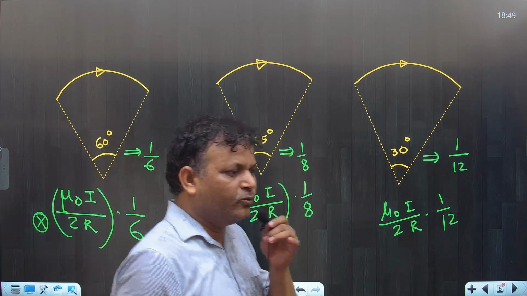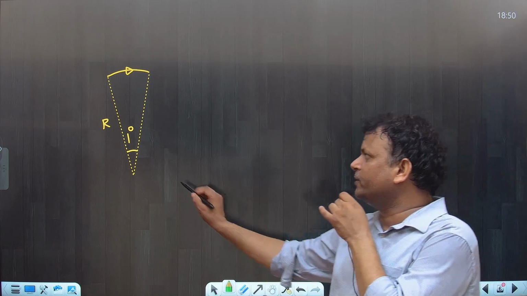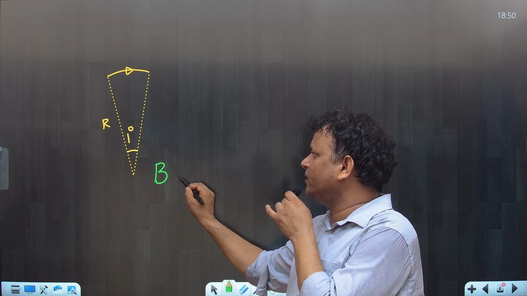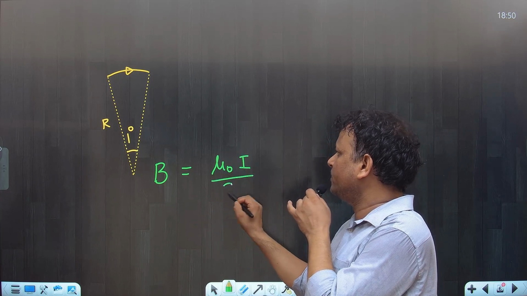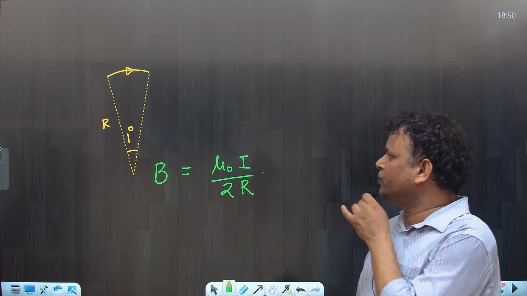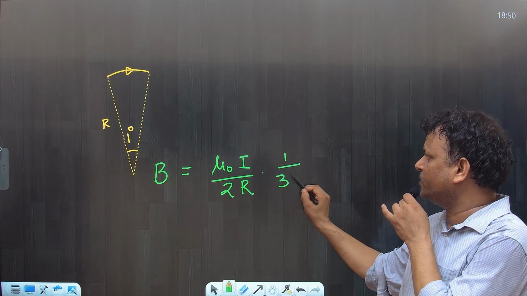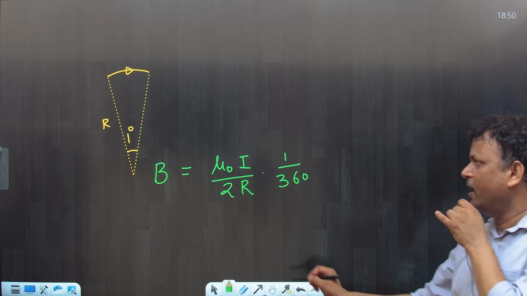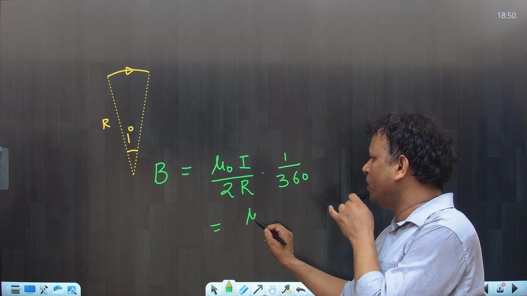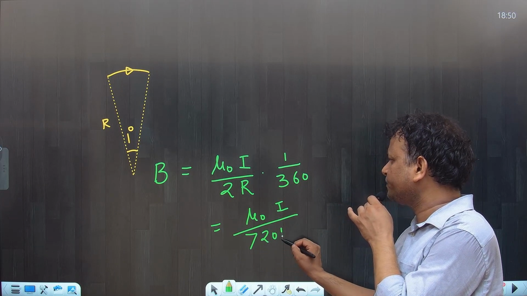Now we should come to the next question. It is 1 degree here. So you will say magnetic field at center is mu naught I by 2R into, 1 degree is 1/360 part of the circle. It is very interesting. So magnetic field at center will be mu naught I by 720R.